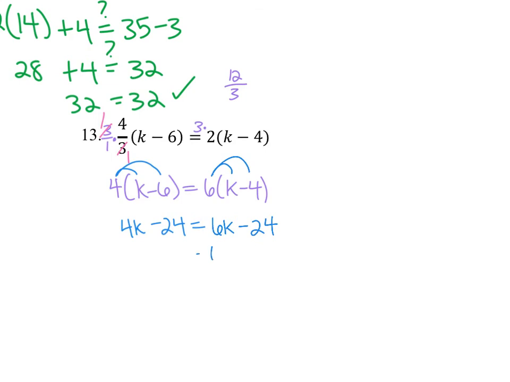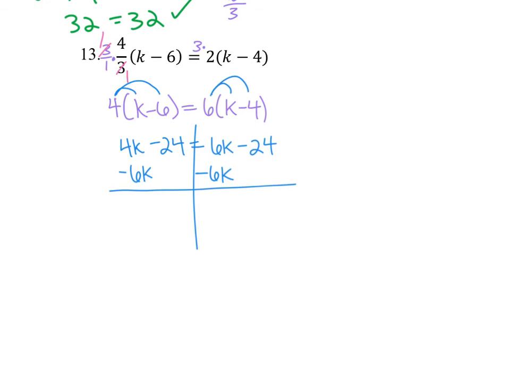Now let's try to get our variables together. I'm going to go ahead and subtract 6k from both sides. Again, there's different ways you can go about this, so you don't have to do it the same way I do. But we're going to combine like terms on the left side. So 4k minus 6k is a negative 2k. We still have that minus 24 is equal to, these zeroed out, and then we were left with a negative 24. So be careful. Don't forget about that negative sign.